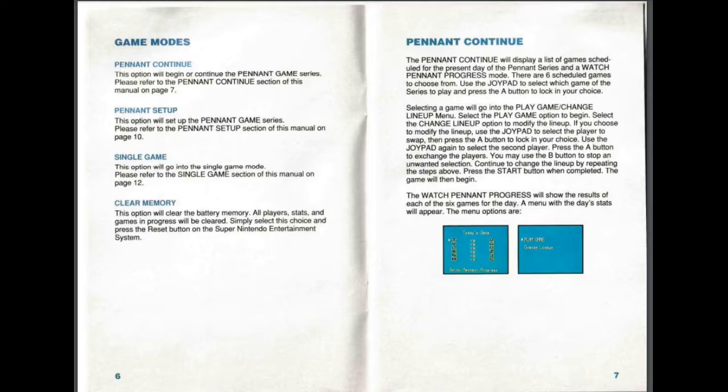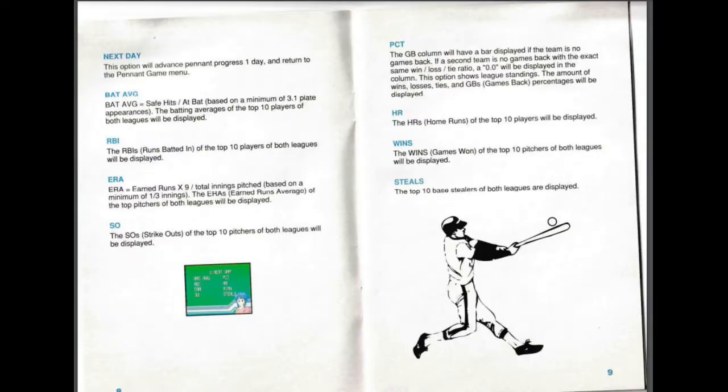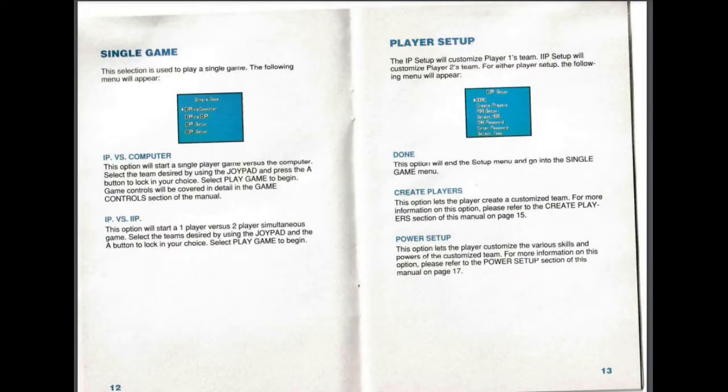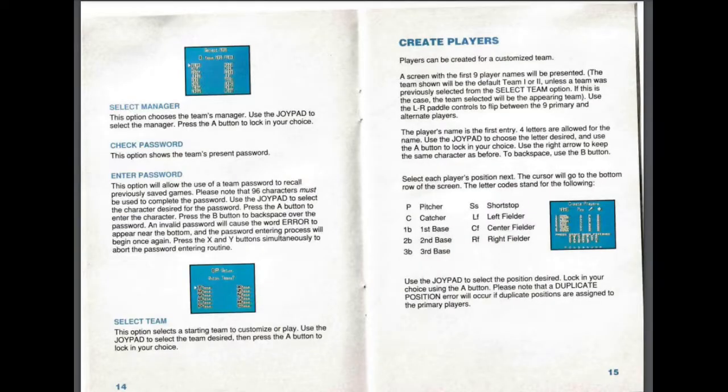It's very complex. You could choose to play a game or continue a game. And then you have things like next day, which lets you do a thing, which I'm not going to bother to do, some sort of pennant shenanigans. We got a whole bunch of stats here, if you care for that. You can set up a pennant, which is some kind of major thing, but I'm just going to do a single game, because it's a baseball game, and I only show those off, really.